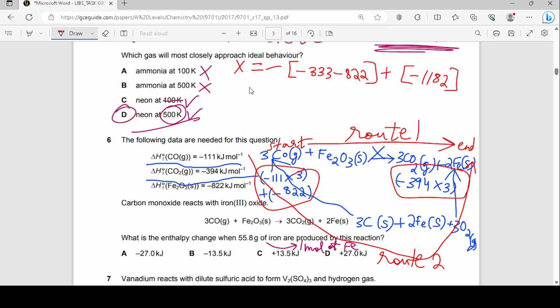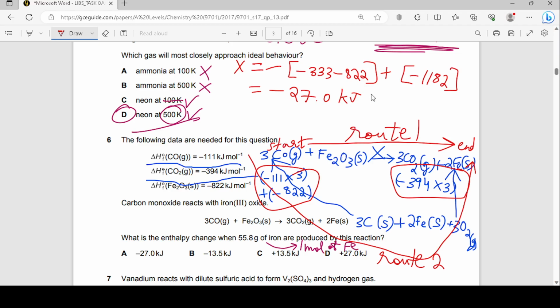And then if I calculate this out, what do I get? Minus 333 minus 822, you get minus 1155, and then with the minus 1182... So I got the answer as minus 27.0 kilojoules, right?